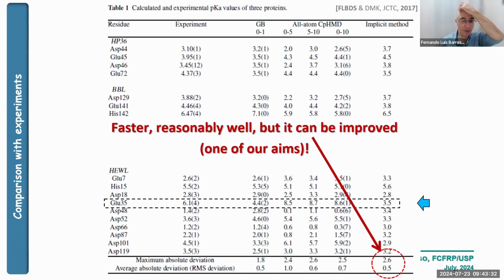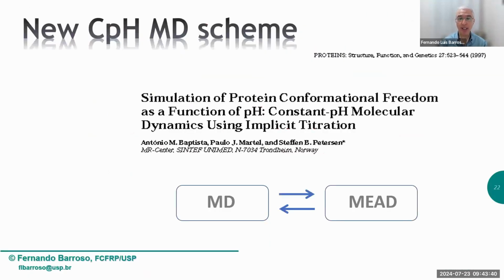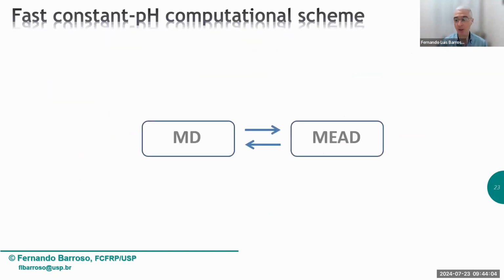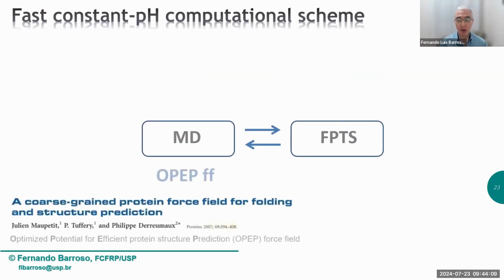We have been improving it because we are not satisfied with the results, so we think there is still room for improvement. One thing that we have done is to use an old idea from Antonio Batista, where they couple GROMACS molecular dynamics simulation with a Poisson-Boltzmann solver called MIAD. The whole point is that you run a molecular dynamics, and from time to time you call a titration scheme. In their case, they call this Poisson-Boltzmann solver. In our case, we have adapted it to call FPTS. And instead of using an atomistic force field, we have used OPEP.